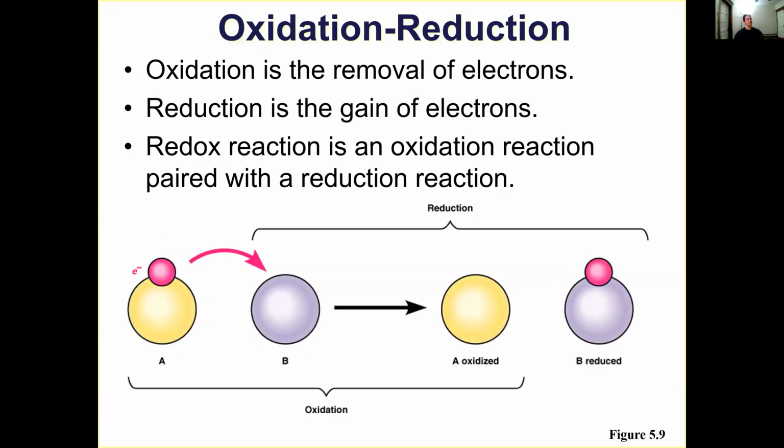So again, as a review, very important, don't get this confused. Oxidation is the removal of electrons, whereas reduction is the gain of electrons. And then a redox reaction is an oxidation reaction paired with a reduction reaction. So here you can see the oxidation portion of it is essentially A losing its electron, so A is oxidized, and B, which is then given an electron, is reduced. But once it happens together, when A gives its electron to B, so that A is oxidized and B is reduced, then this entire thing is known as a redox reaction.